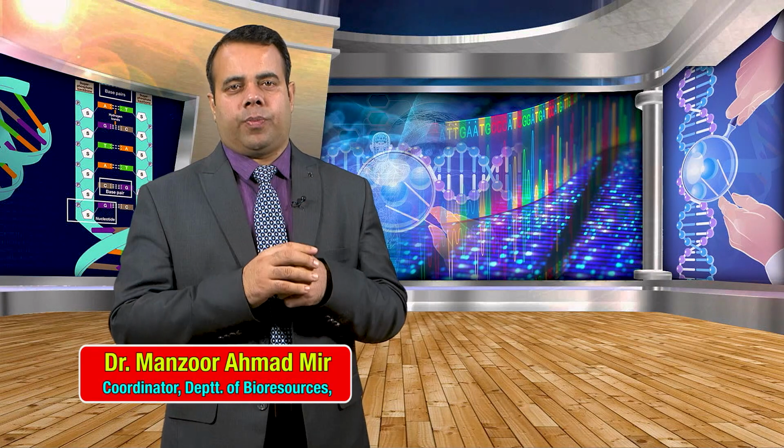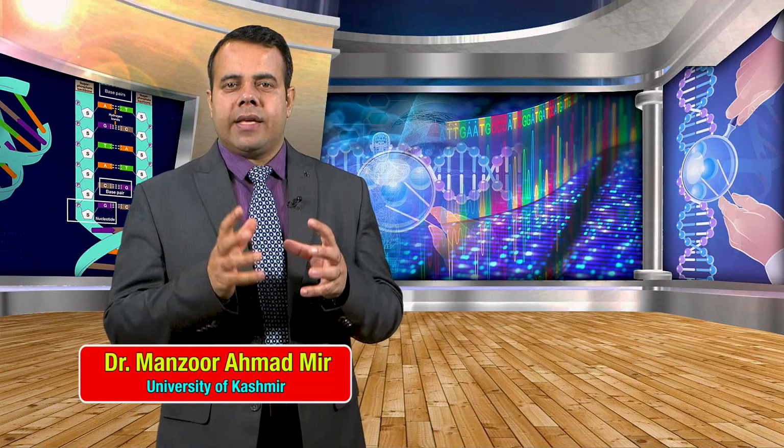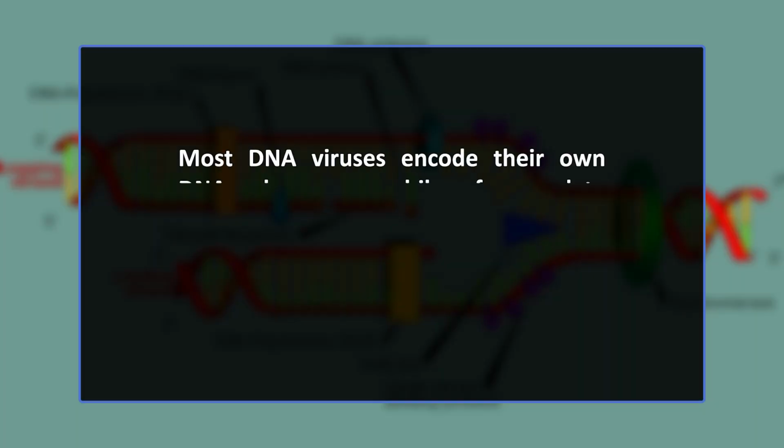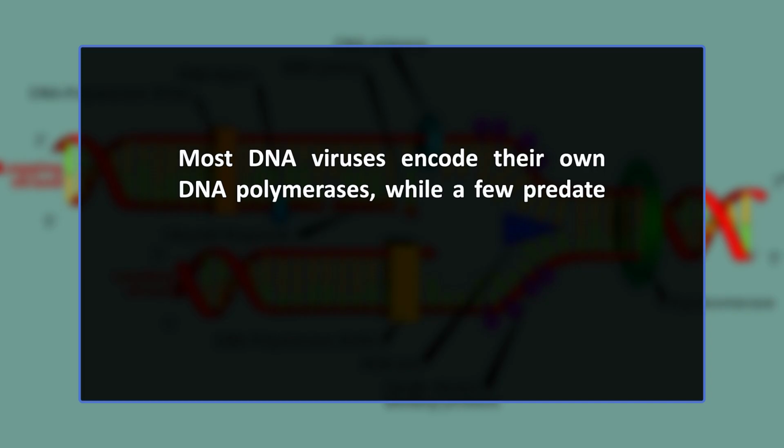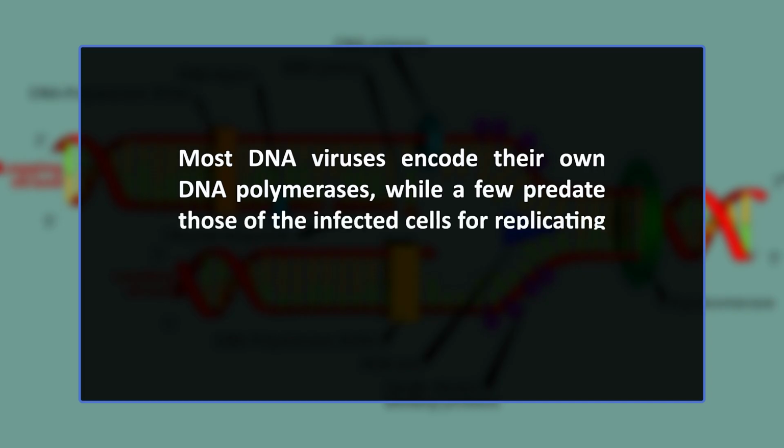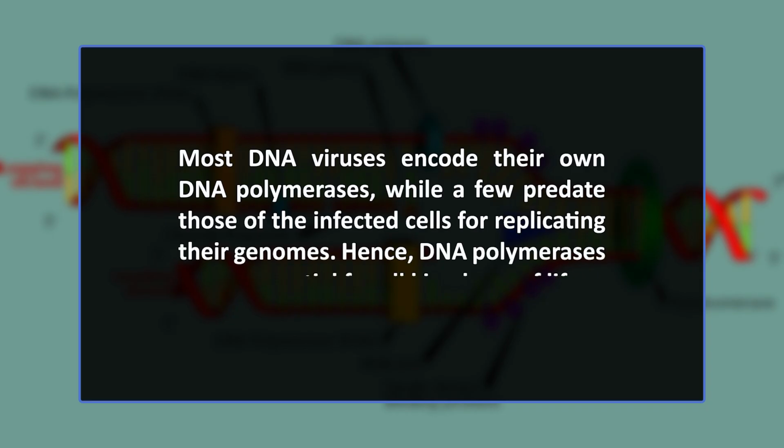All organisms, either unicellular or multicellular, that use DNA as their genetic information require one or more DNA polymerases for their survival. Most DNA viruses encode their own DNA polymerase, while a few prey on those of their infected cells for replicating their genomes. Hence, DNA polymerases are essential for all kingdoms of life, from viruses to humans.